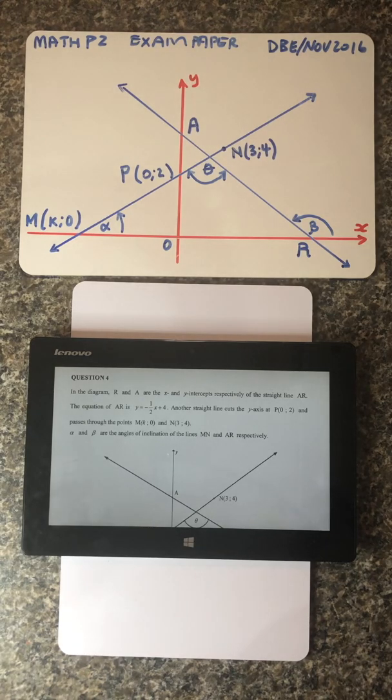So guys, for today's lesson we'll be looking at Maths Paper 2. This is the exam paper of November 2016. As you can see the diagram, I hope you're very much excited for today's lesson because you'll actually be learning a lot in relation to this paper, Maths Paper 2.